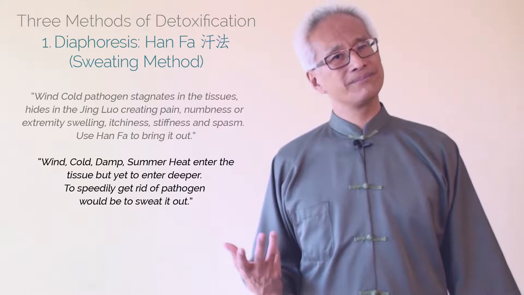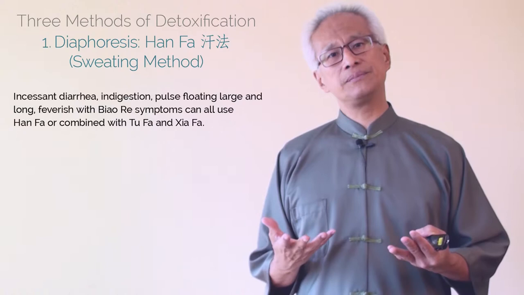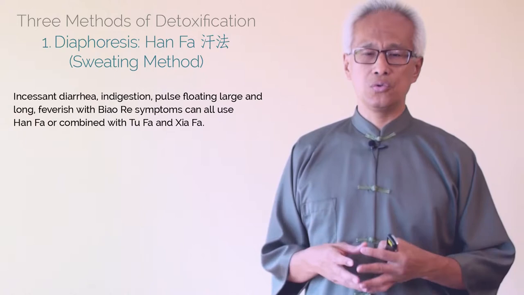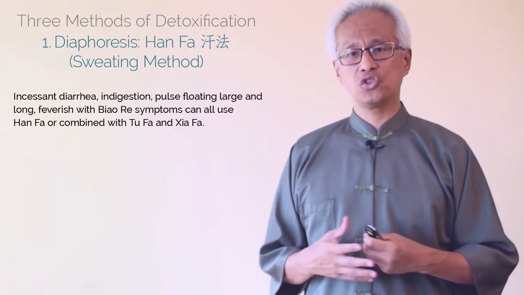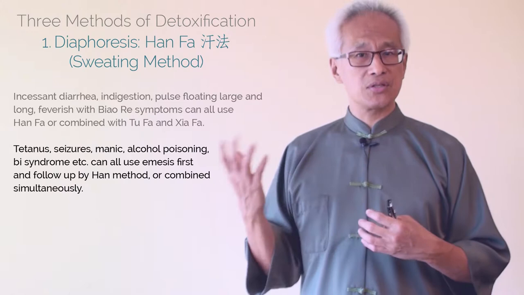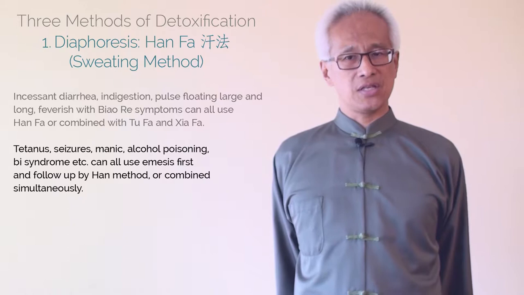But if we have incessant diarrhea, indigestion, pulses floating, large and long, and fever with exterior heat symptoms, we can all use the sweating method, and we can combine it with the vomiting method or the purgation method. Now, tetanus, seizure, manic alcohol poisoning, and B syndromes can all use emesis first, vomit first, and then follow with the sweating method, all combined simultaneously.